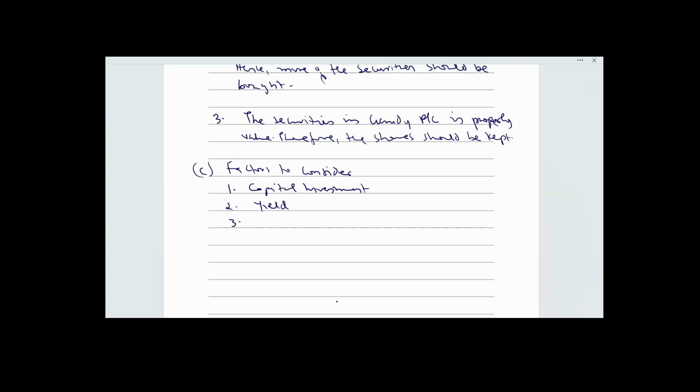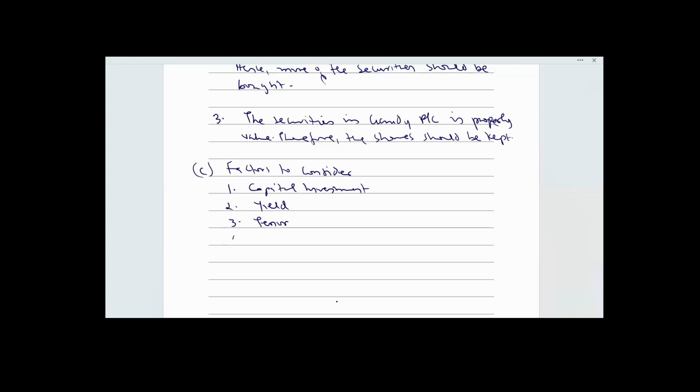Then number three, we talk about the tenor. Tenor is the duration of the investment. For how long do you want to invest in the short-term marketable security? Is it for 3 months, 6 months, 180 days, or a maximum of 1 year? Your tenor would dictate that.